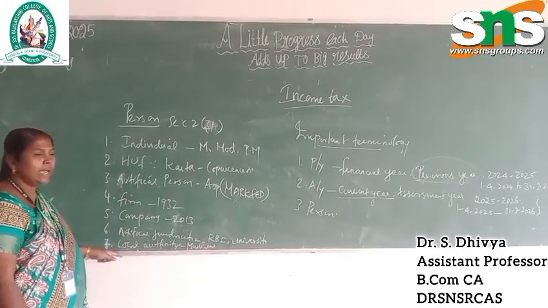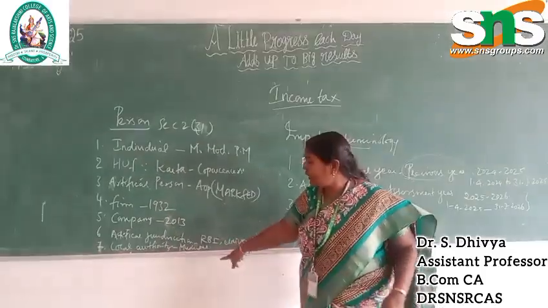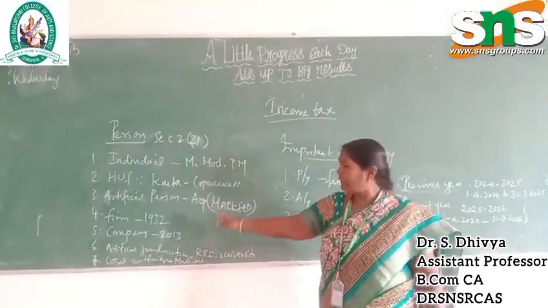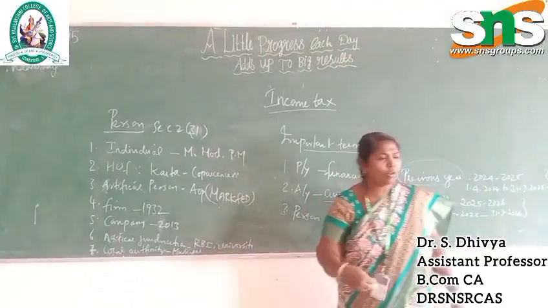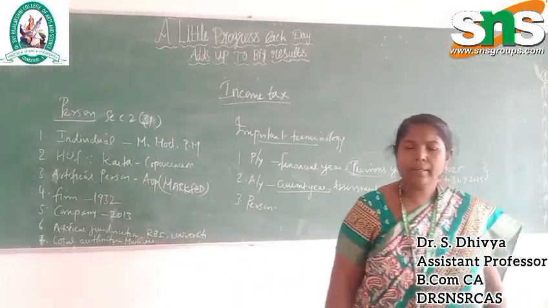Based on this, I will give one question as an assignment. You have to find out the seven categories of persons, list the seven persons, and along with the questions, find out the answers for the person. Thank you.